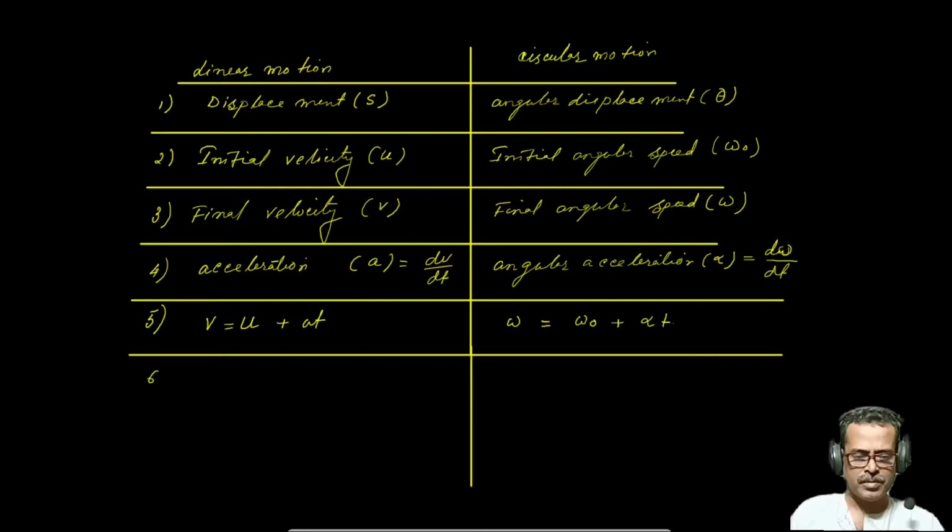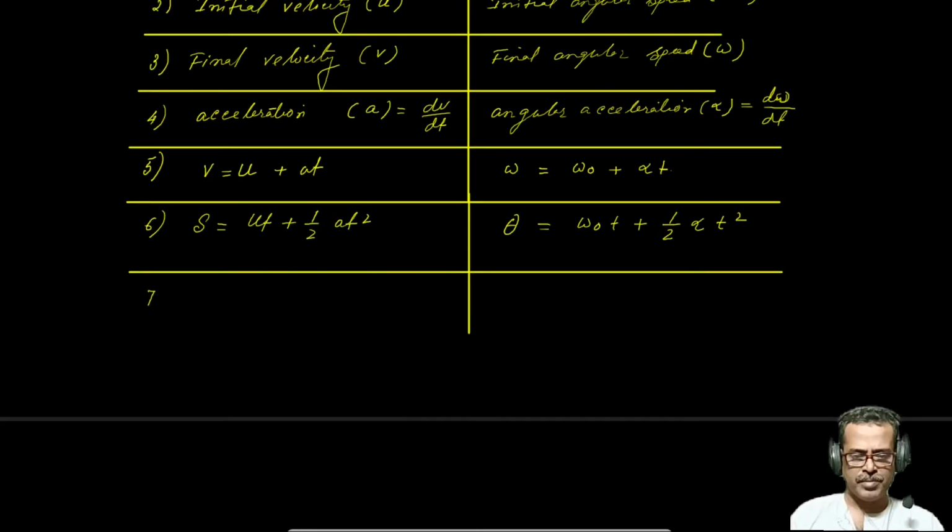Number 6, S is equal to ut plus half AT square, and theta is equal to omega 0 t plus half alpha t square. 7, V square is equal to U square plus 2as, and omega square is equal to omega 0 square, that is initial angular speed square, plus 2 alpha into theta.